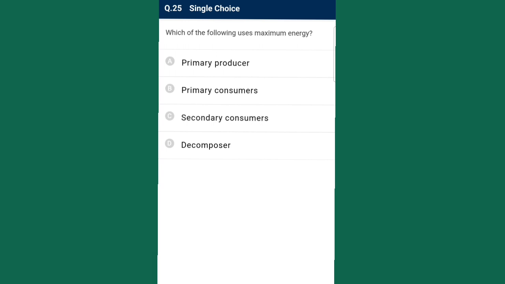Question number 25. Which of the following uses maximum energy? Primary producers are autotrophs that produce carbohydrates through photosynthesis by capturing solar energy. Producers occupy the first trophic level, having the greatest biomass or gross primary production, where the energy gets transferred from producers to herbivores and to carnivores. Only 10% of energy is transferred from one trophic level to another. Hence, producers receive maximum energy. Answer is option A.